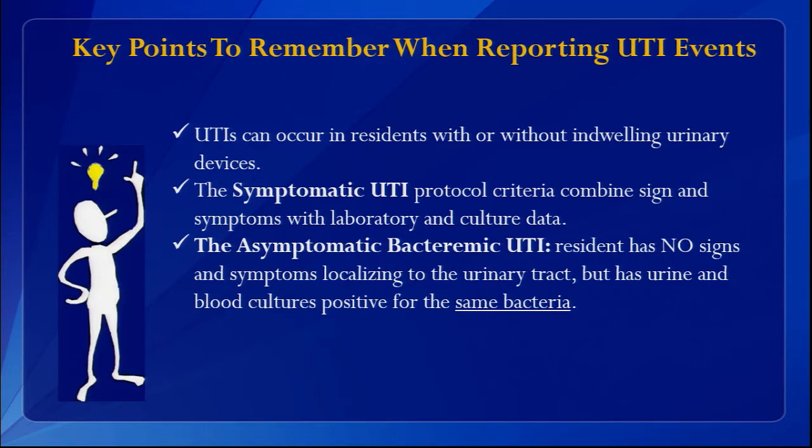Moving right along to some other key points to remember when reporting UTI events. UTIs can occur in residents with or without an indwelling catheter. The symptomatic UTI protocol criteria combine both signs and symptoms as well as laboratory and culture data. The asymptomatic bacteremic UTI is for residents who have no signs or symptoms that are localizing to the urinary tract, but they do have positive urine culture and blood cultures that match for the same bacteria.